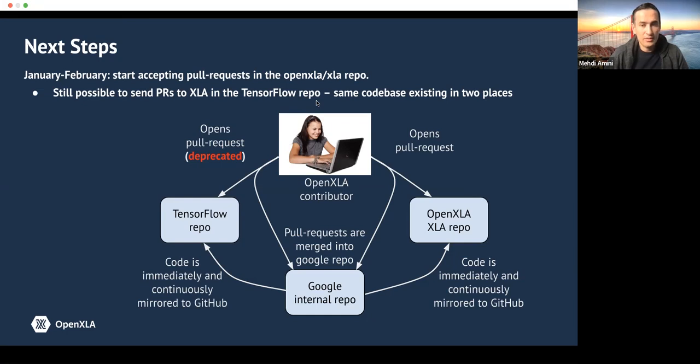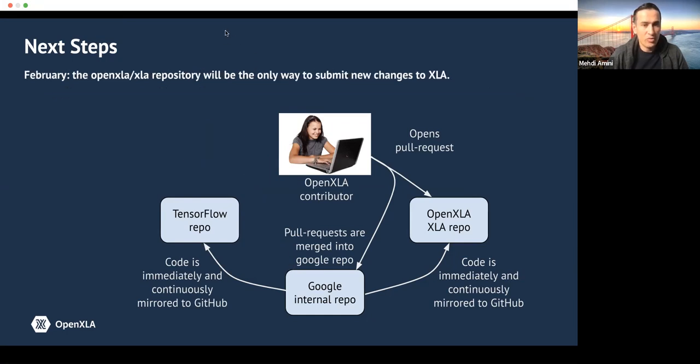And then next slide, I think post February, we are going to stop accepting pull requests for XLA in the TensorFlow repo, right? So you're still going to be able to contribute to TensorFlow itself, of course. And the only way to contribute code to XLA itself will be by contributing to this new OpenXLA XLA repository. And we're going to continue to land those pull requests in our internal code base and immediately mirror them to the XLA repository for now.